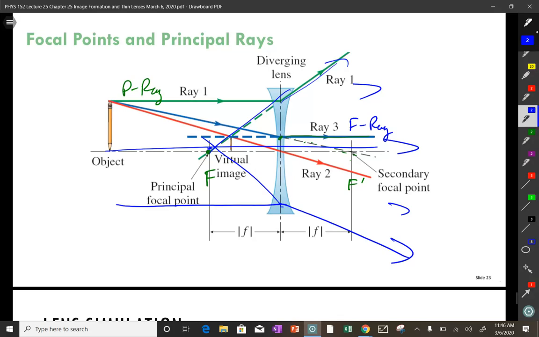That's why the focal length for a diverging lens is negative. So another way to keep this straight is if it's a negative focal length, then the principal one is on the left. If it's a positive focal length, the principal one is on the right. And the focal ray is always going to the secondary focal point. The parallel ray comes out as if it came from the principal focal point.